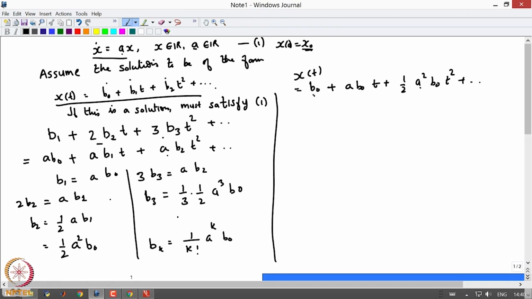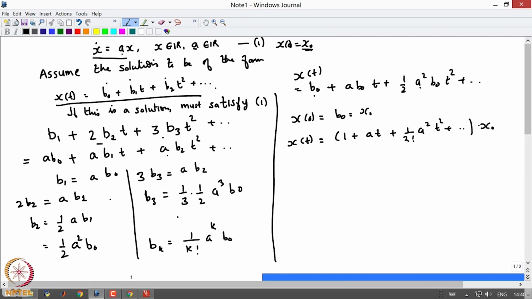How do I find this b naught? Well, b naught is simply the initial condition. x at 0 would simply be b naught, and this will be x naught. That is easy. And therefore, now I can write down x of t as 1 plus a t plus and so on, with x naught.